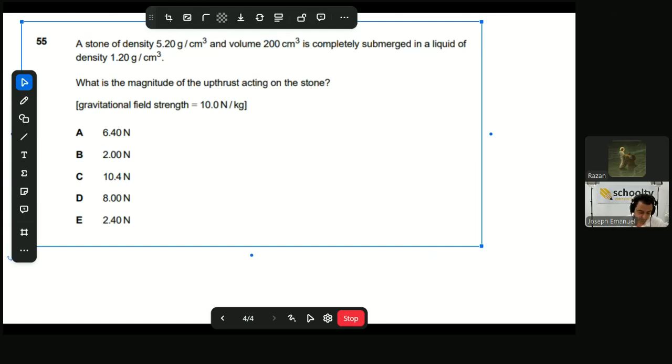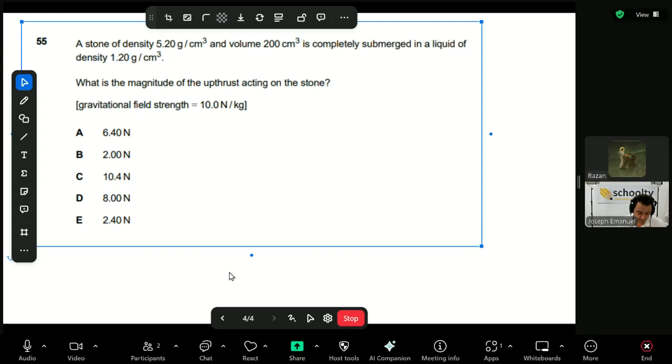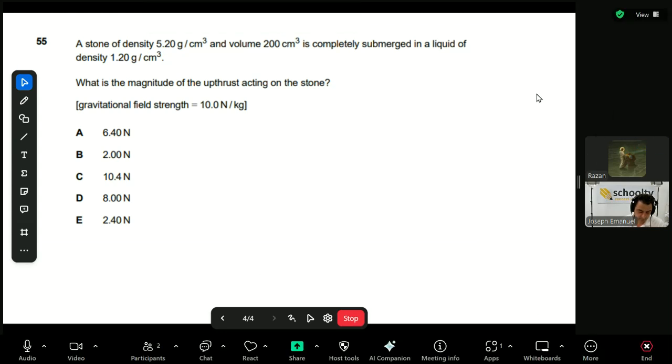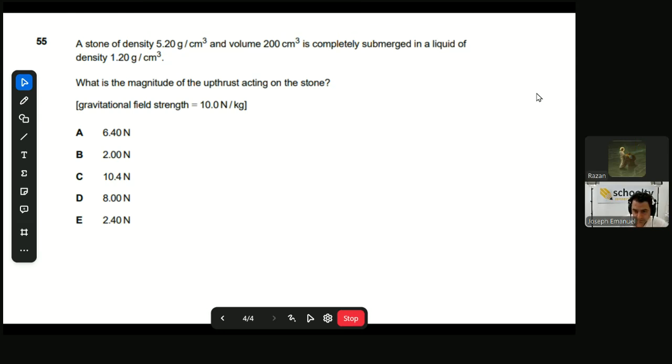Okay. Let's go. A stone of density 5.2 grams per centimeter cubed and volume 200 centimeters cubed is completely submerged in a liquid of density 1.2 grams per centimeter cubed. What is the magnitude of the upthrust acting on the stone? The gravitational field strength equals 10 newtons per kilogram.